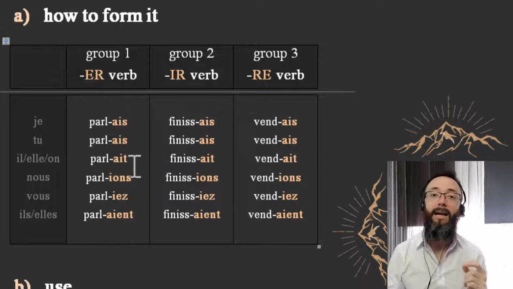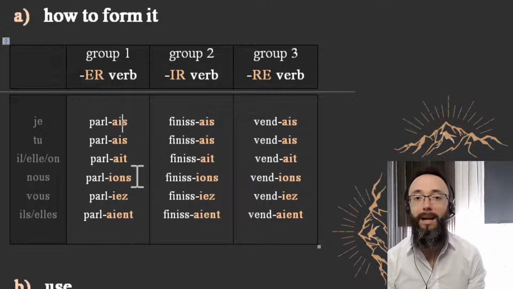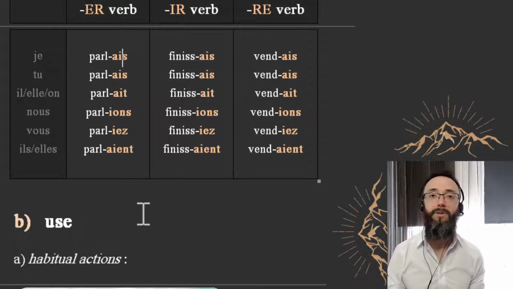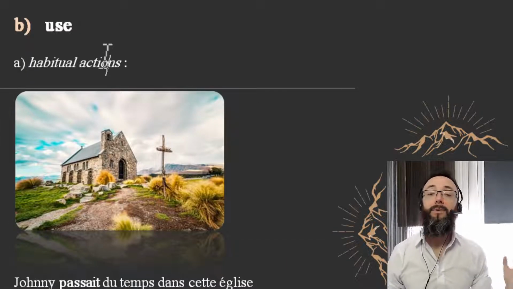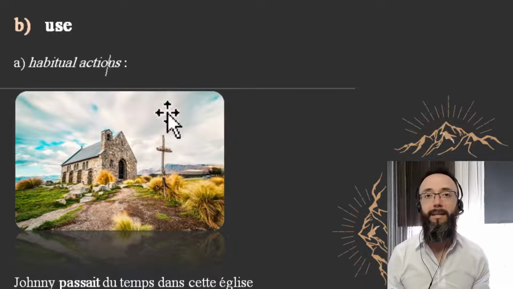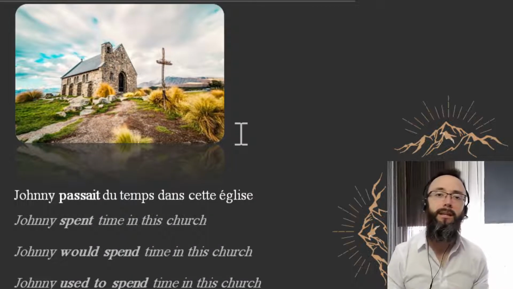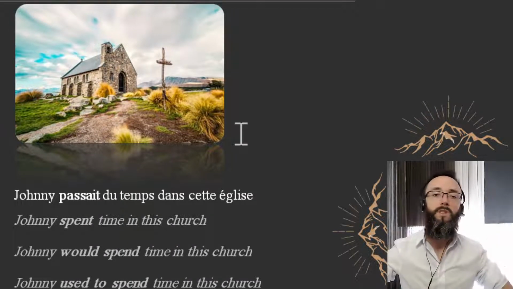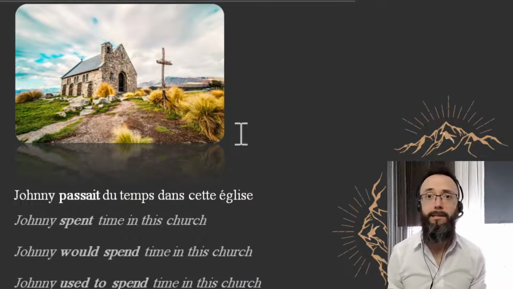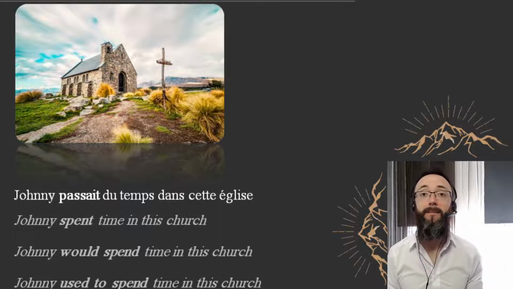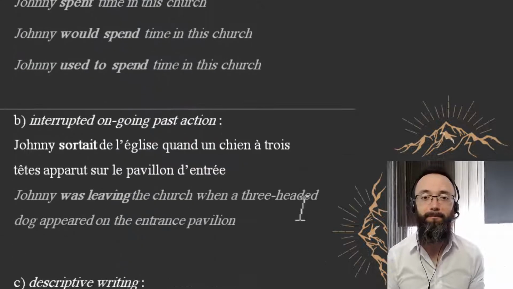AIS, AIS, AIT, IONS, IEZ, AIENT. It's very musical. And we also covered what use that tense requires. Habitual actions. Johnny passait du temps dans cette église. Johnny se brossait les dents en chantant la Marseillaise. Johnny would brush his teeth singing La Marseillaise, which is the national anthem of the beautiful French country.